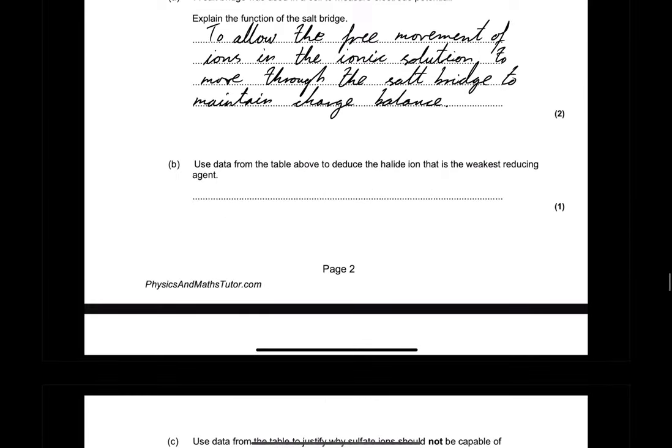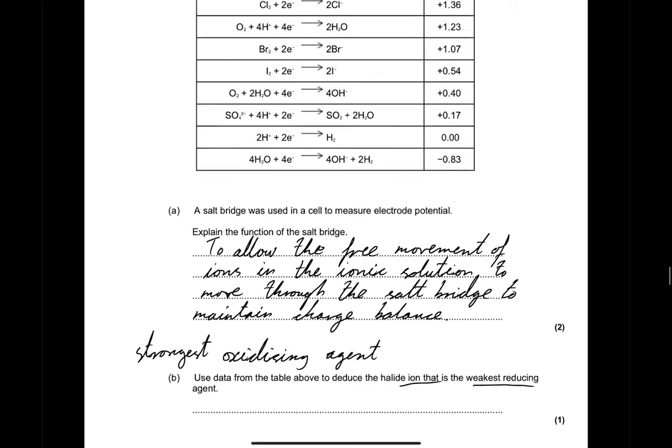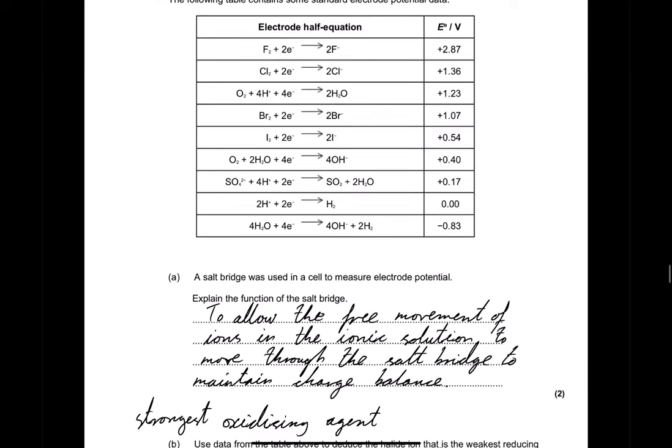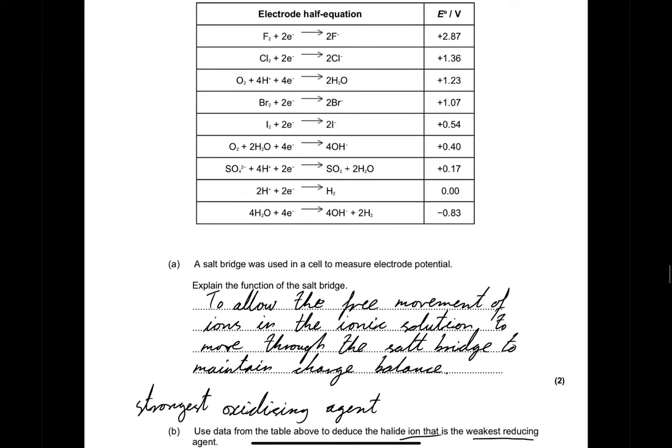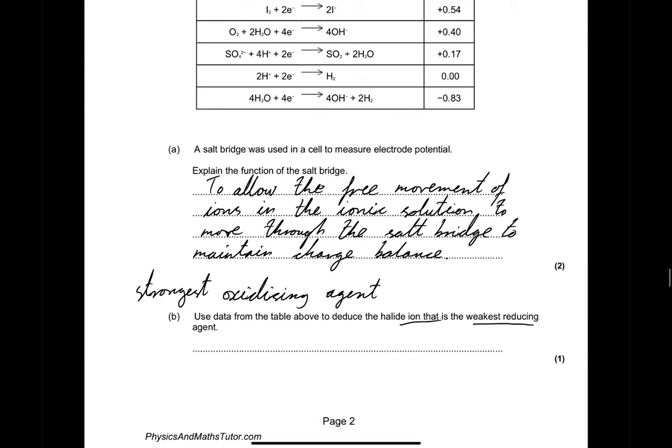Use data from the table to deduce the halide ion that is the weakest reducing agent. So I think of it as the strongest oxidizing agent. So that's the one that's able to be most strongly reduced, so the most positive. That's F2, but it's a reducing agent, it has to be a reducing agent, so F minus. So I'd say F minus.